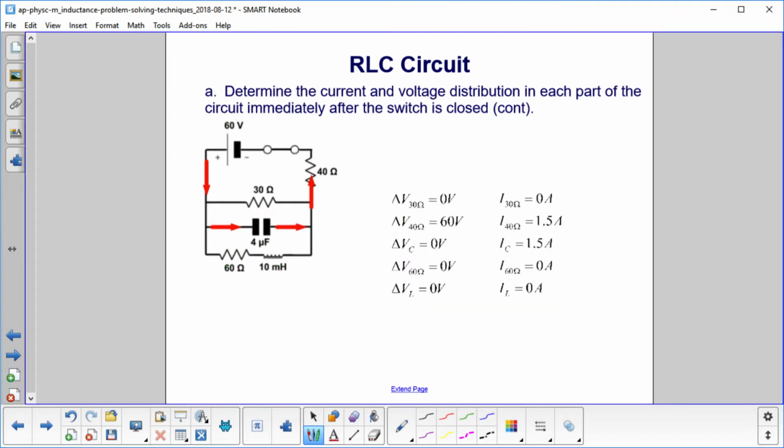So we have a table here to keep track of all the variables. The key point, well, there are many key points here, but there's no voltage drop across the capacitor. Another way of looking at it, these guys are in parallel with the capacitor, so they have zero voltage drop. So the only action going on here is a voltage drop and a current through the 40 ohm resistor, and of course a current through the capacitor.